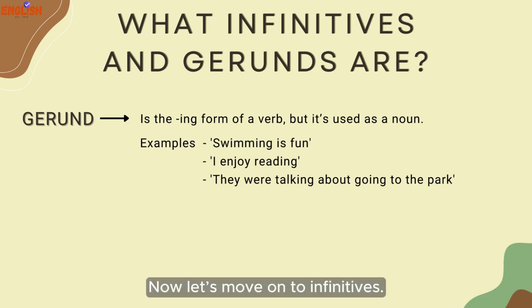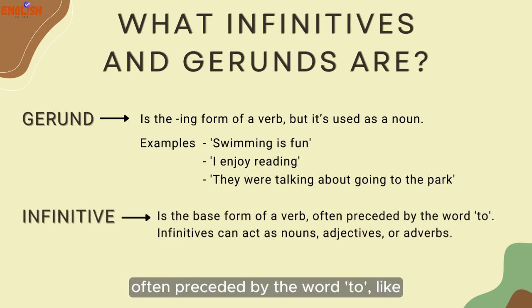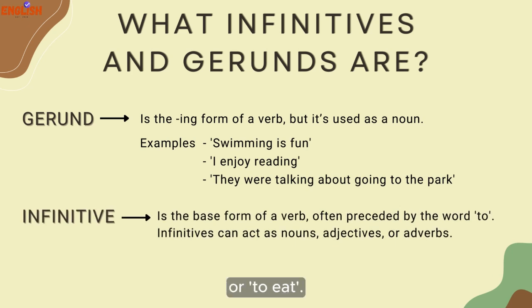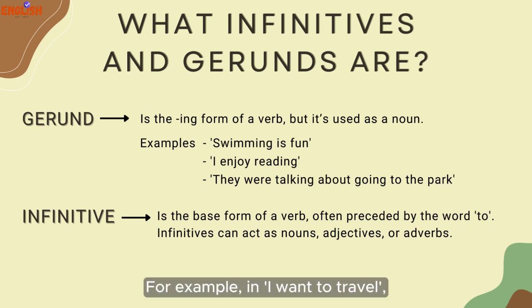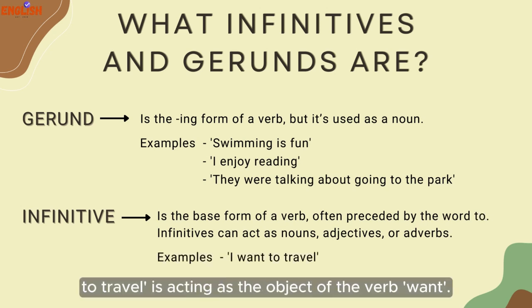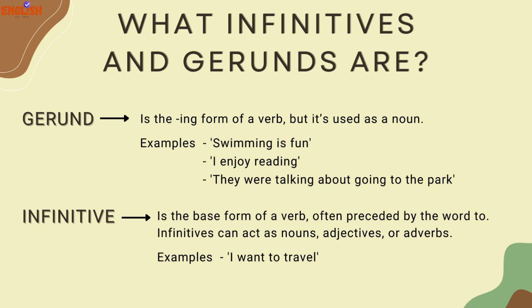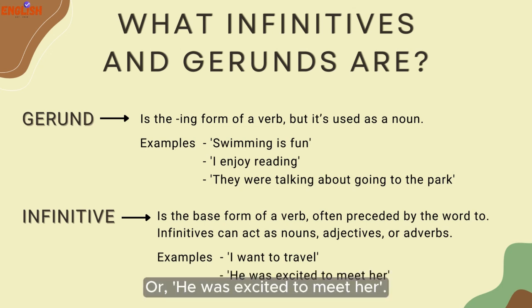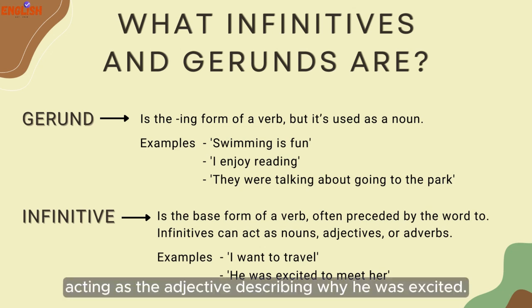Now let's move on to infinitives. An infinitive is the base form of a verb, often preceded by the word "to," like to swim, to dance, or to eat. Infinitives can act as nouns, adjectives, or adverbs. For example, in "I want to travel," the infinitive to travel is acting as the object of the verb want. Or, "He was excited to meet her." Here, to meet is an infinitive, acting as the adjective describing why he was excited.